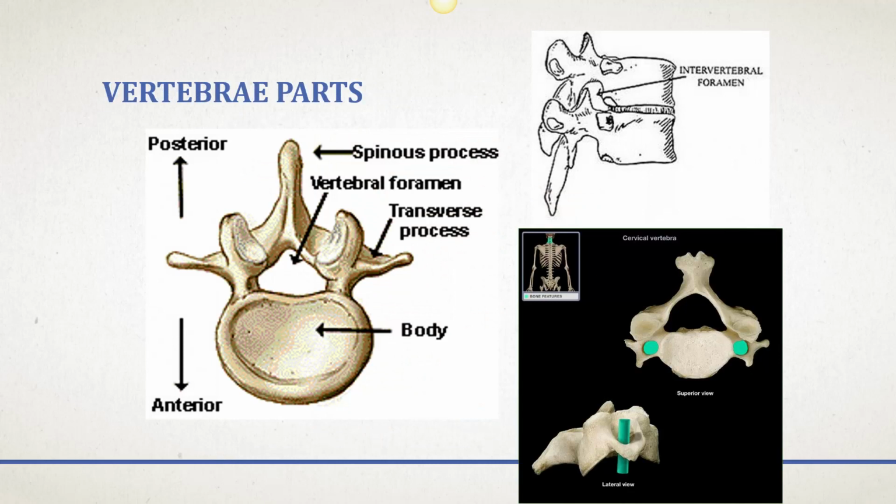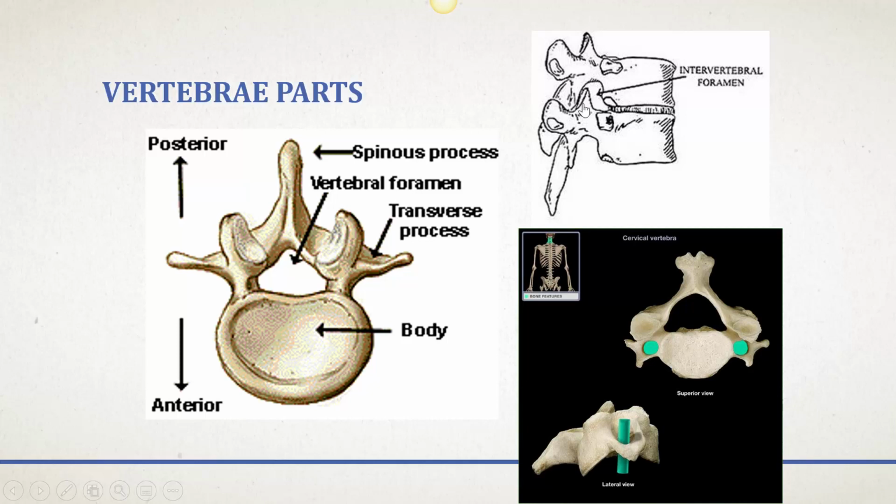Some of the parts of the vertebrae that you should know include the body, which is this big wide region, the vertebral foramen, which is the hole for the spinal cord. Spinous process is the long process that sticks out in the middle. Transverse processes stick out like wings on the sides of the vertebrae.